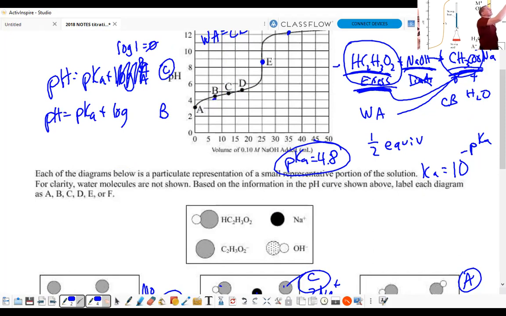All right, so at point B, we now have more acid, less of the conjugate base. So what is the log? So in other words, we're taking the log of a number that is, we're dividing by a bigger number, so it is less than 1. In other words, a decimal.